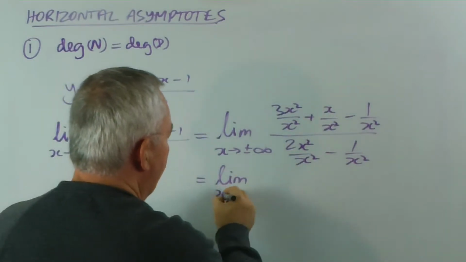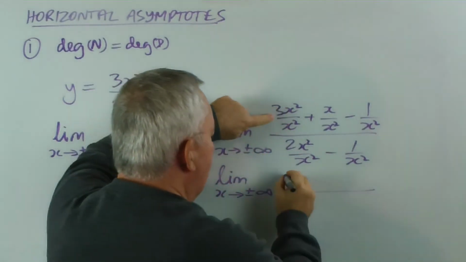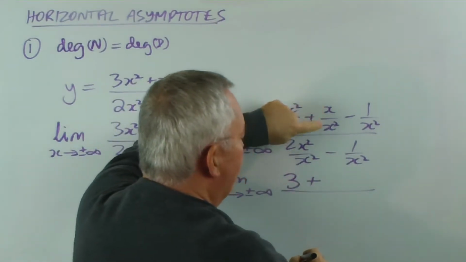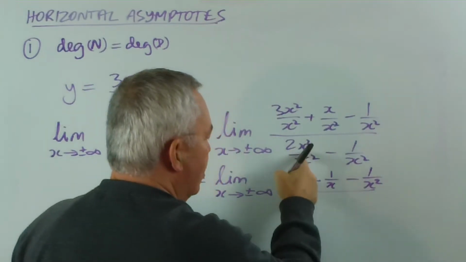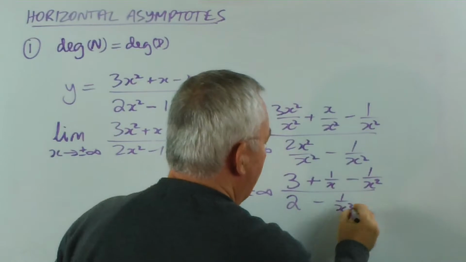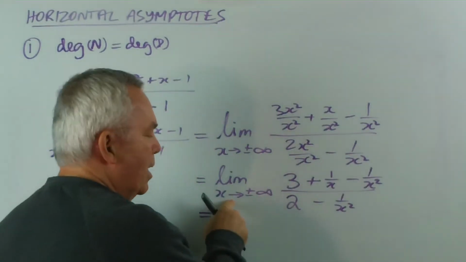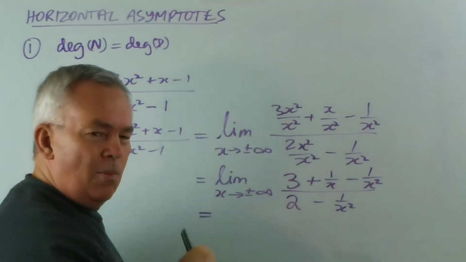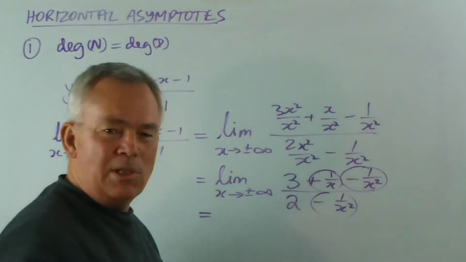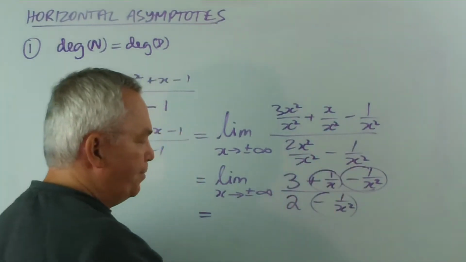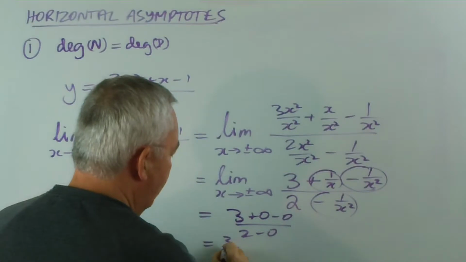I'll simplify. The x squareds divide out here and we're left with 3 plus, now here one of these x's will divide out, and here we've just got to leave that as 1 on x squared, and on the bottom the x squareds divide out, so that's what our expression simplifies to. Now when we take the limit as x becomes plus infinity or x becomes minus infinity, remember that third principle. The limit of this fraction and this fraction and this fraction will all become 0 because they're 1 over x or 1 over x squared. So this will be 3 plus 0 minus 0 over 2 minus 0, which is 3 over 2.